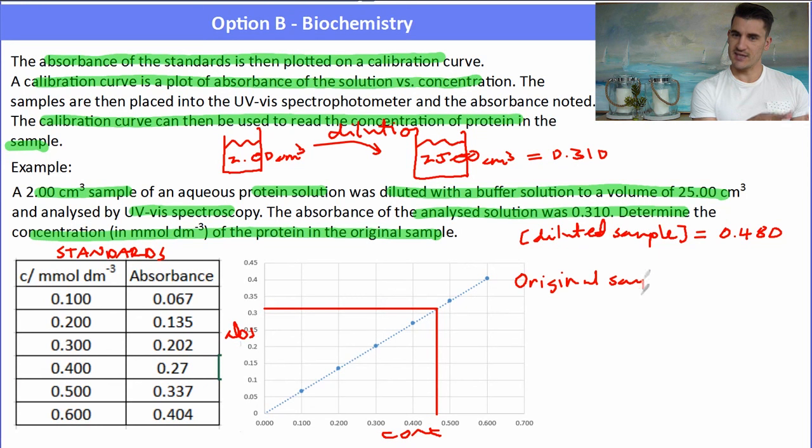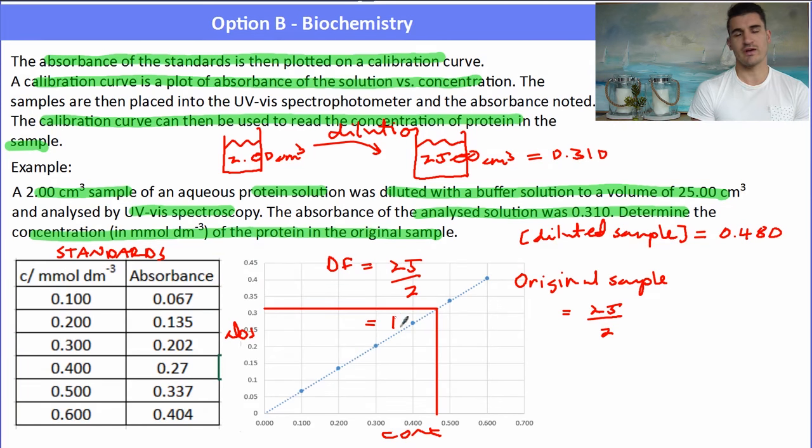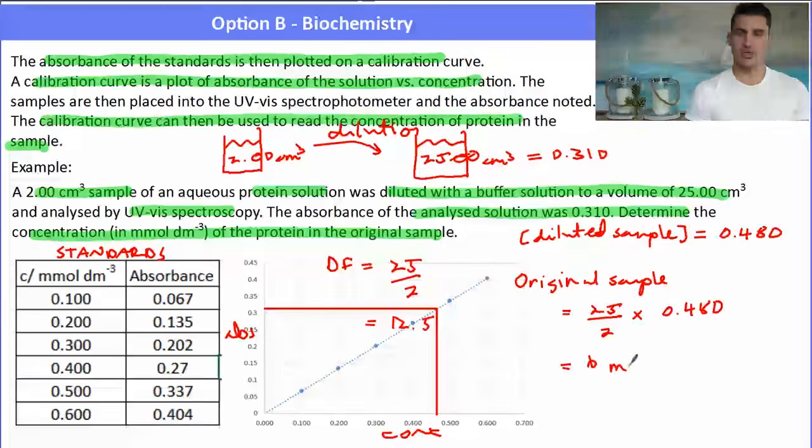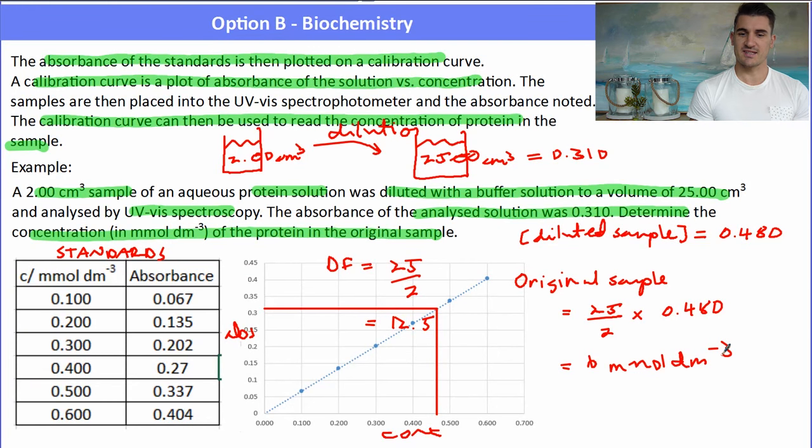So what we need to do here is take into account our dilution factor. We take our diluted sample, 25, and divide it by our original sample, which was 2. So our dilution factor was 12.5 times. So our diluted sample is 12.5 times less concentrated than our original sample. To work out the concentration in the original sample, I take my dilution factor and multiply it by my concentration, which gives me 6 millimole per decimeter cubed of protein.